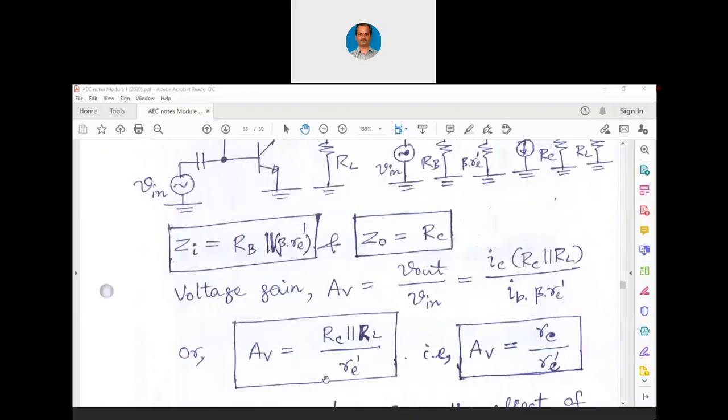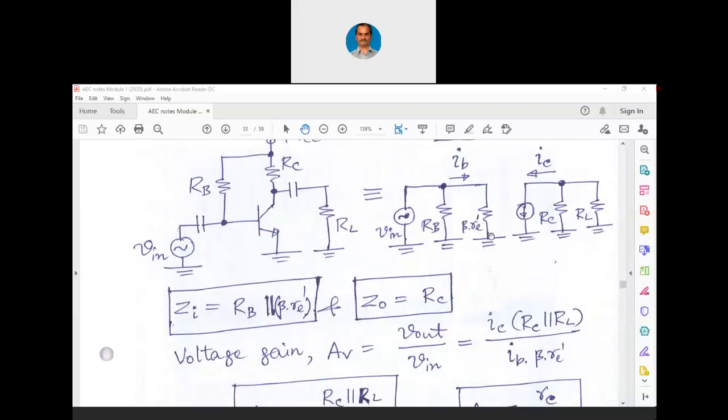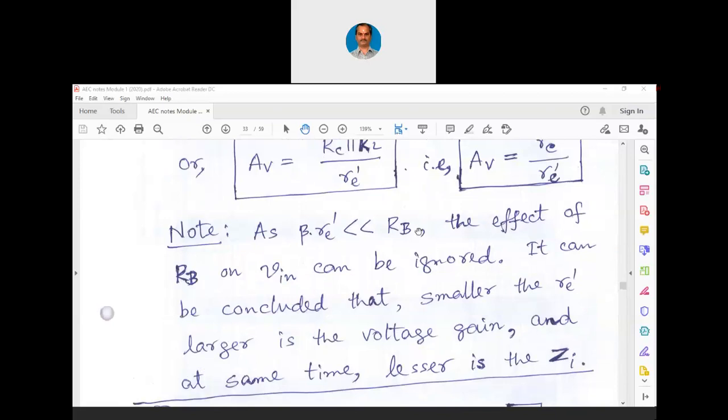In our calculation of this V in, we ignored RB here because beta into RE dash will be much lesser. Whenever a very small resistance value is in parallel with a very high resistance value, the effective resistance will always be lesser. So, we can ignore the effect of RB on the gain. As beta into RE dash is much less than capital RB, the effect of RB on V in can be ignored. It can be concluded that the smaller the RE dash, the larger the voltage gain, and at the same time the lesser the input impedance.